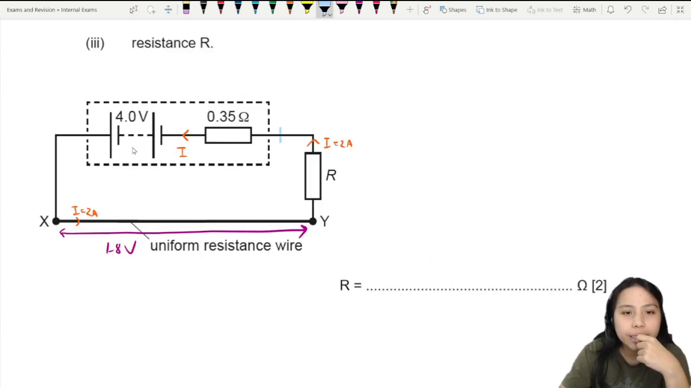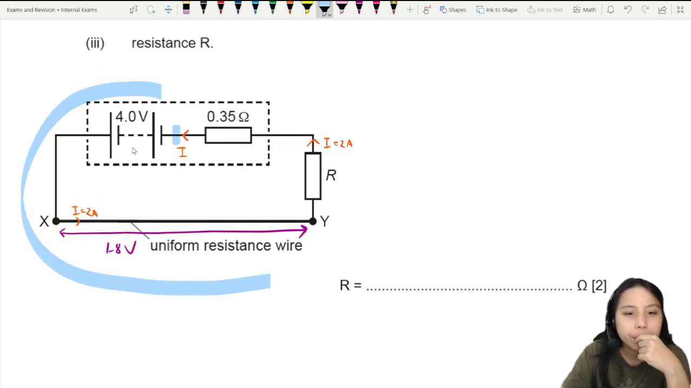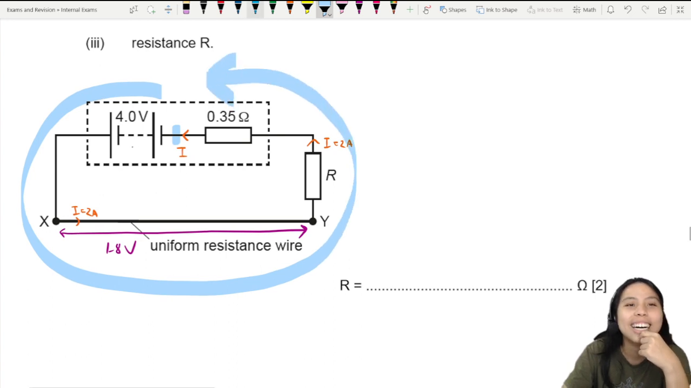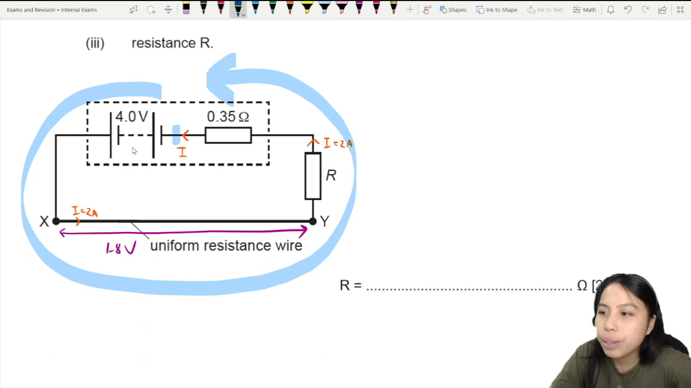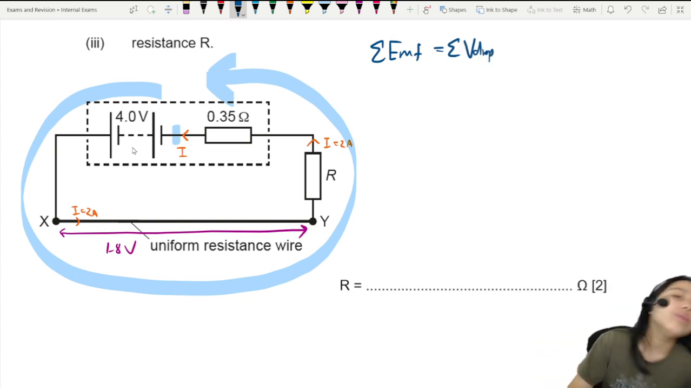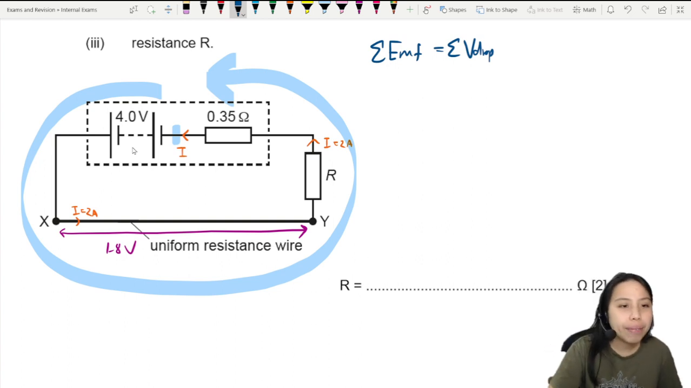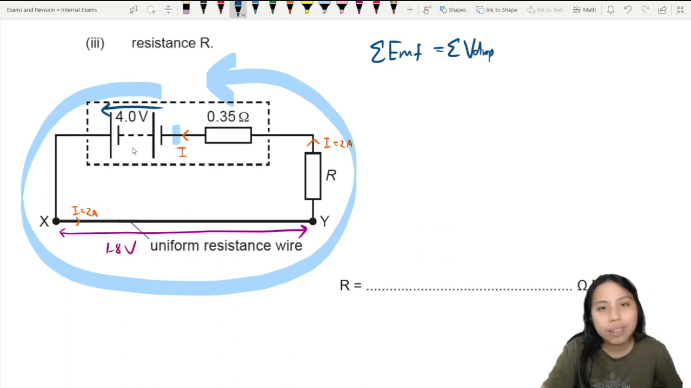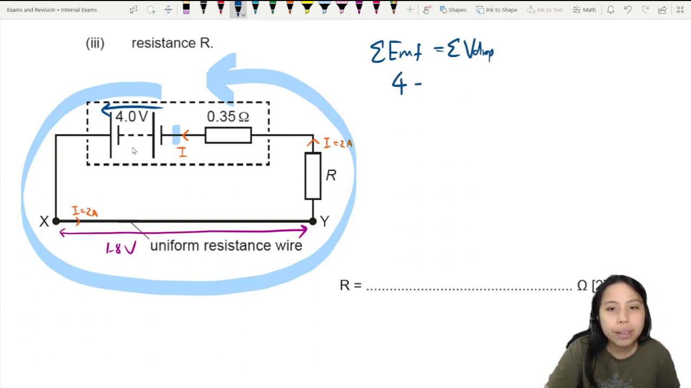From a starting point, let's say from here, the battery, I'm going to go this way. Nice loop. The first thing I'm going to write, we're going to use the method where the sum of EMF is the sum of potential drops. This circuit is still not too bad, so we can use this method. EMF from low to high, that's a rise in EMF, so I'm going to say 4 on this side. Any other EMF? No more. Drops: we have the first drop down here, which is I times R, or just 1.8.